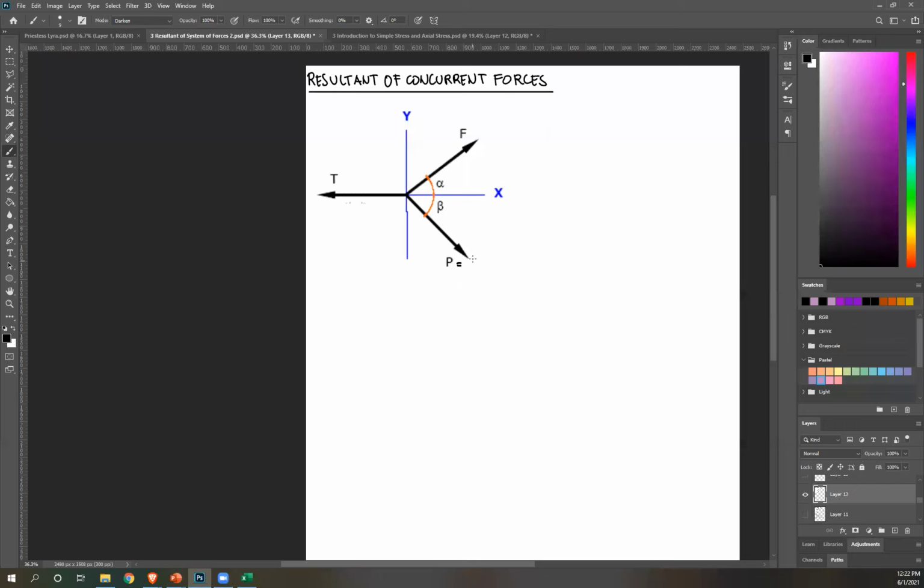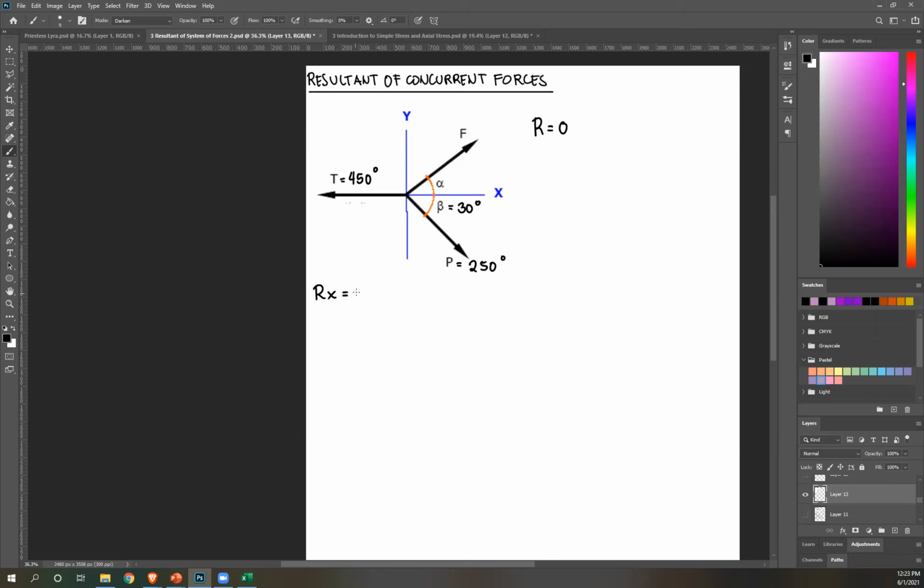So P is 250. T is 450. And then beta is 30, so this is 30 degrees, and then resultant is 0. When we say resultant is 0, that means Rx and Ry are also 0. So from that, we can create our equation to solve for F and alpha. You can start at either Rx or Ry, up to you. Let's try starting at Rx.